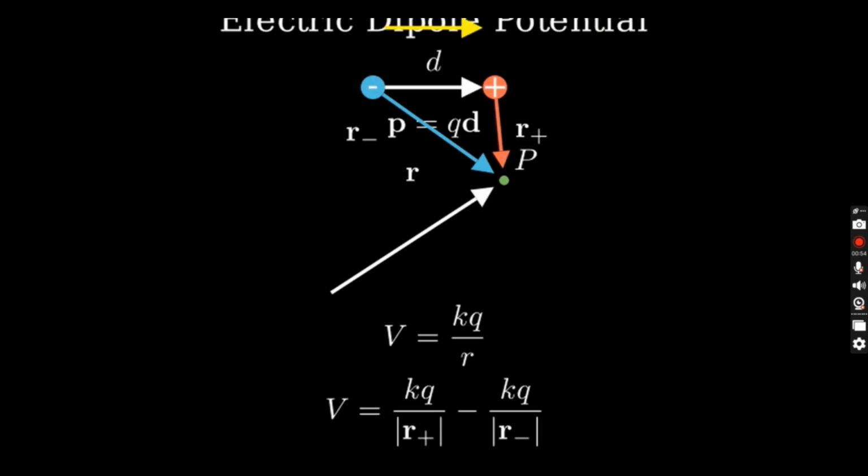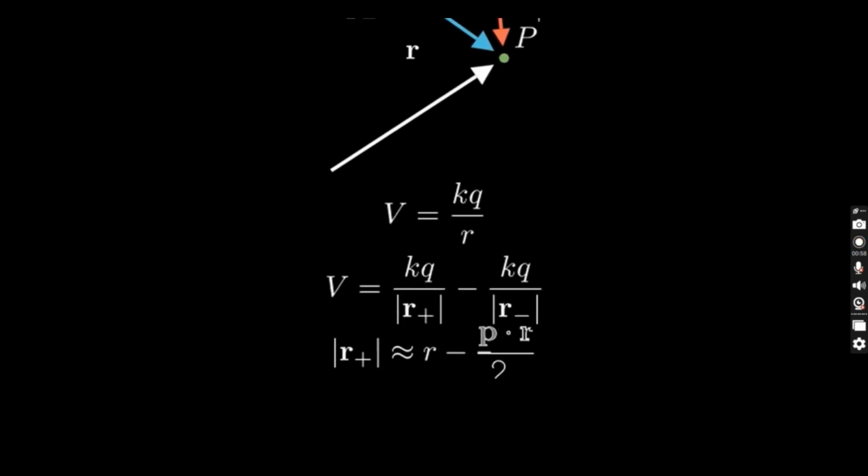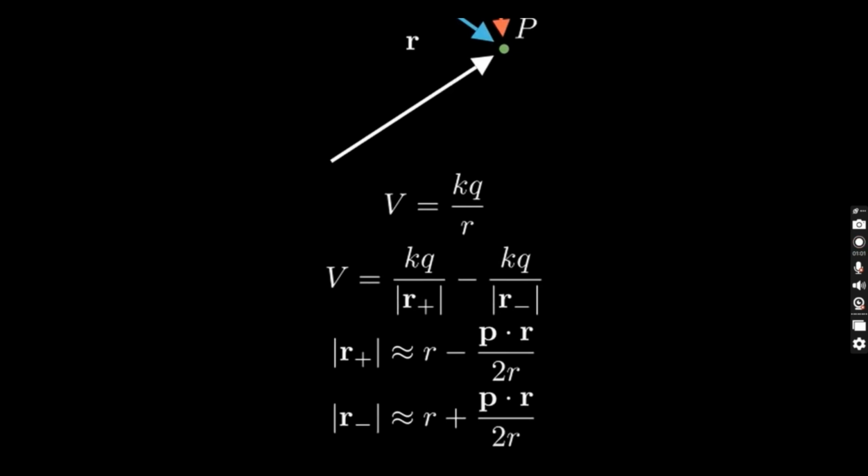For points far away from the dipole, where r is much larger than d, we can approximate the distances r plus and r minus using the binomial expansion. Substituting these approximations and using the binomial expansion for small x, we arrive at our final result. The potential due to a dipole is k times p dot r over r cubed.